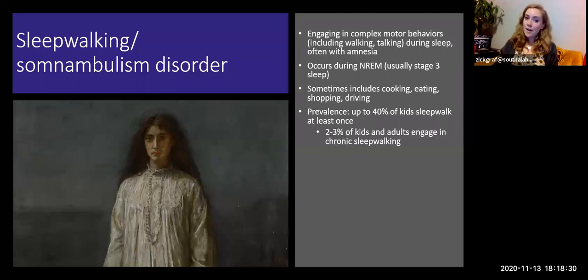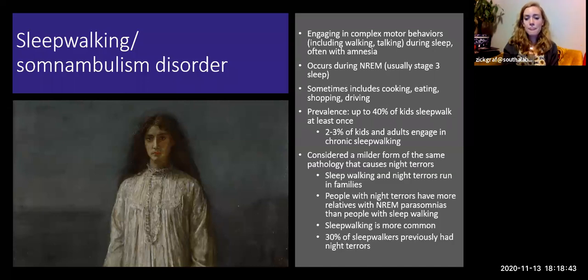And again, it's very common in kids. Up to 40% of kids will sleepwalk at least once in their lives. Again, when it's a one-time thing, it's usually associated with disrupted sleep. But a small percentage of kids engage in chronic sleepwalking. Sleepwalking is actually considered a milder form of the same pathology that causes night terrors. Sleepwalking and night terrors run in the same families, and people with night terrors tend to have more relatives who have other non-REM parasomnias compared to people with sleepwalking.